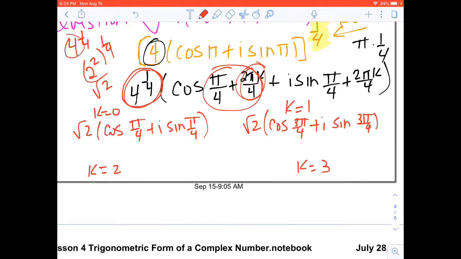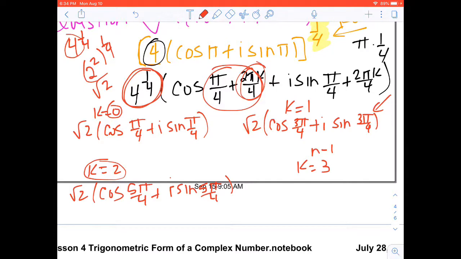So my third root, which is when k is equal to 2 because we're starting with 0, is going to be root 2. The cosine, if I add 2 pi over 4 to 3 pi over 4, I get 5 pi over 4. And last but not least, when k equals 3, which is n minus 1, 4 minus 1, we wanted 4 roots, I get root 2, the cosine, when I add another 2 pi over 4 to 5 pi over 4, I get 7 pi over 4.